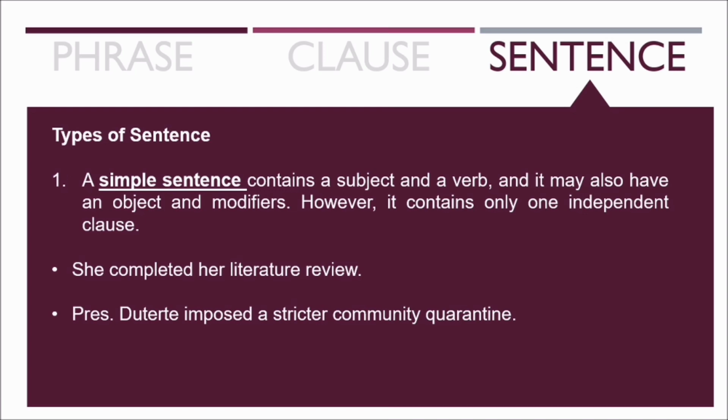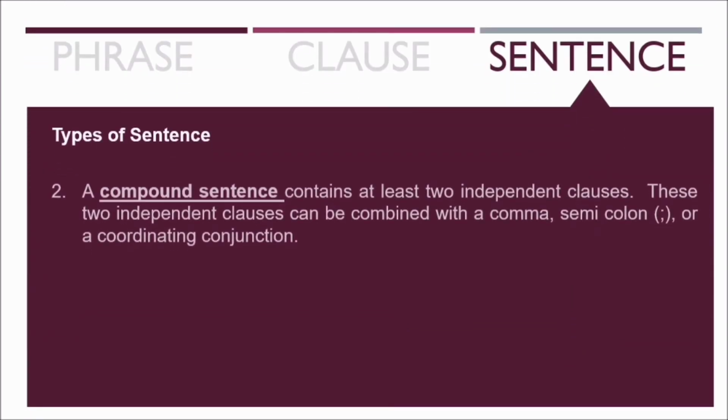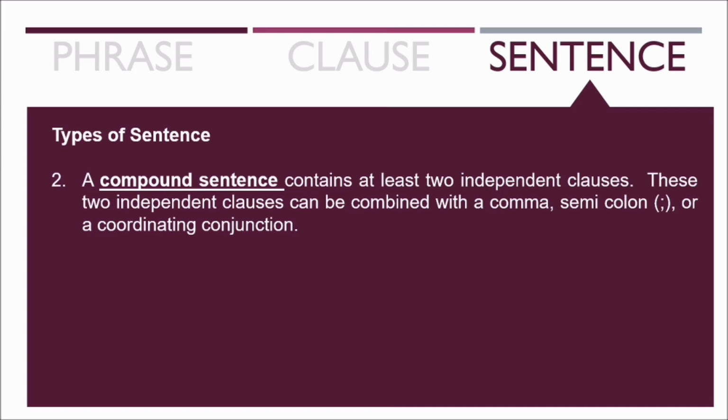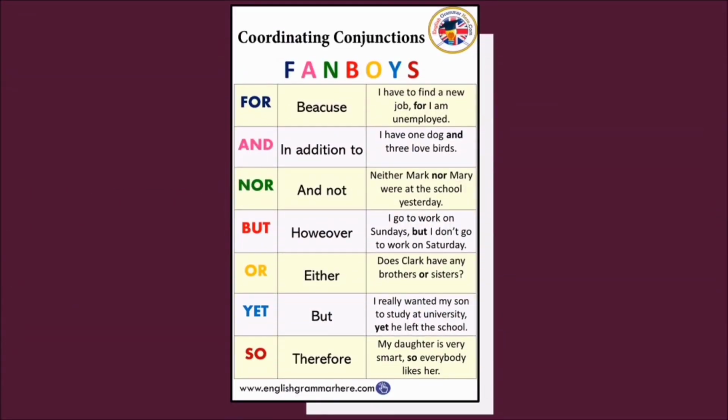Now, what if your sentence has one more independent clause? This time we call it compound sentence. It contains at least 2 independent clauses. These 2 independent clauses can be combined with a comma, a semicolon, or a coordinating conjunction. Do you still remember your coordinating conjunctions? Or shall I say, do you still remember your fanboys? Well, let's review them for a while.